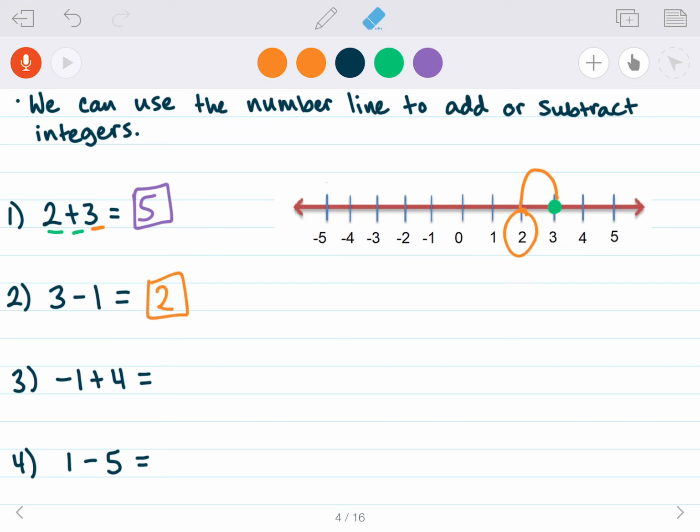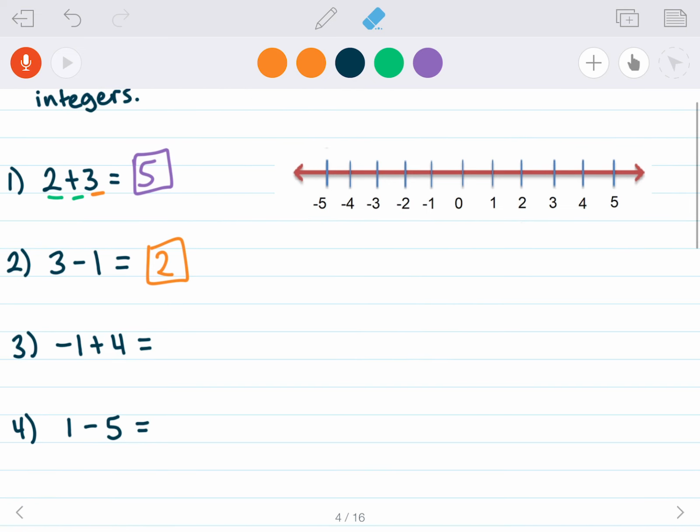All right, let's try some positives and negatives mixed in. So this next one says, start at -1. So I'm going to put my dot at -1. And then it says move to the right 4 units. So I start at -1, I move 1, 2, 3, 4, and I end up at 3. So that's my answer here. -1 plus 4 is 3.